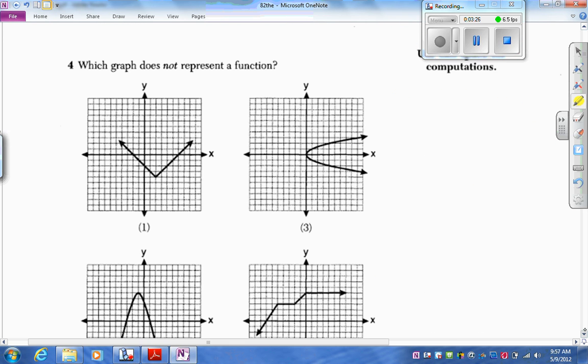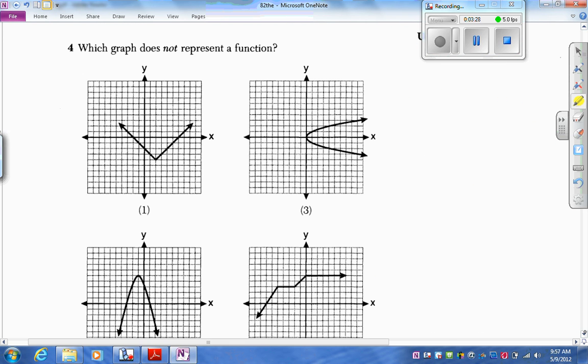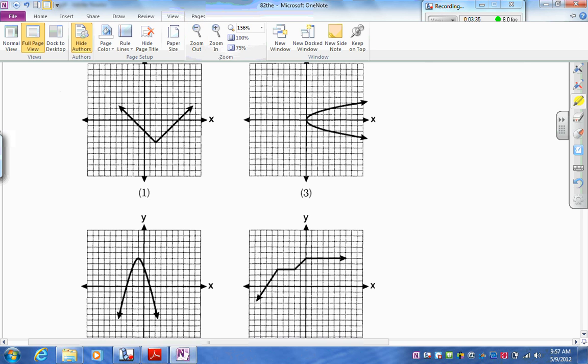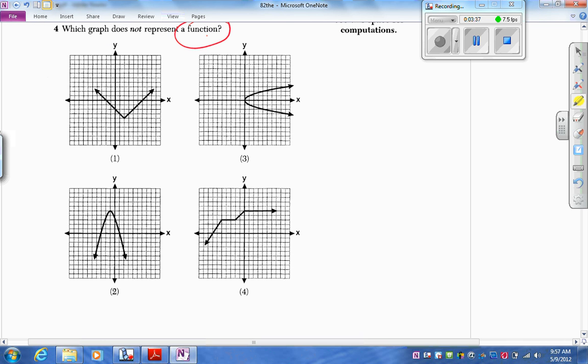Let's go to the next page. All right, so what do I have to do to remember if something is going to be a function? I'll try to see if I can view this a little bit. There we go. How do I know if something's going to be a function? Well, something is a function if it passes the vertical line test.